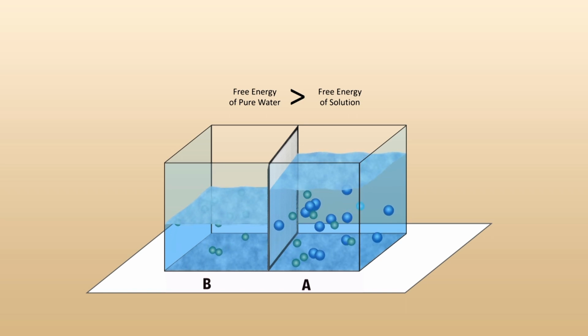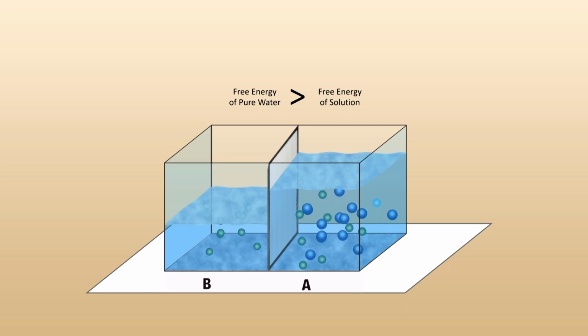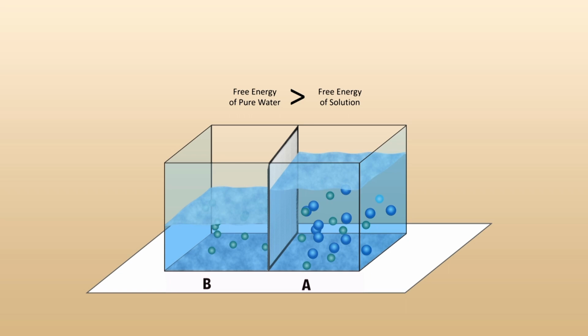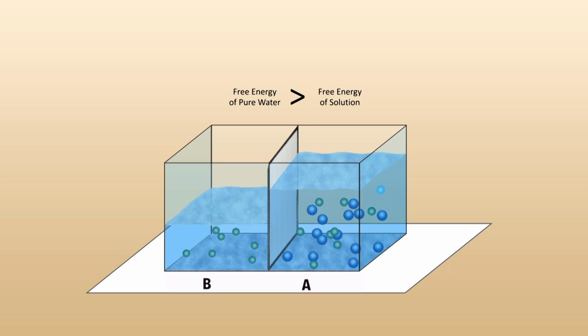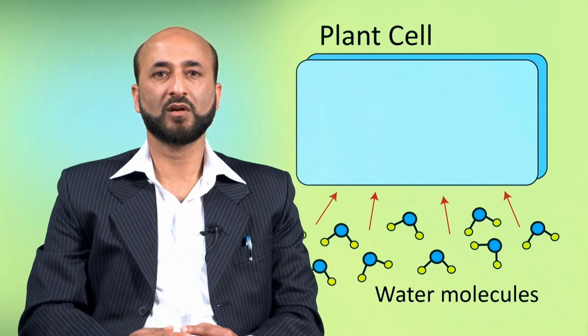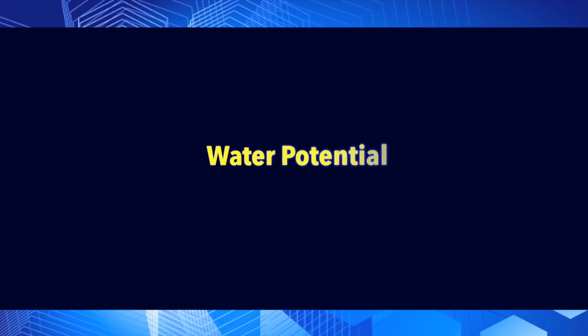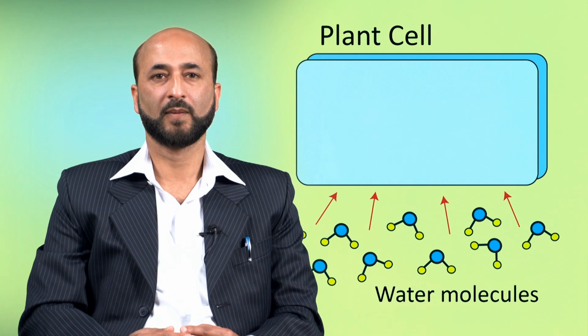The free energy of pure water, that is chamber B, is greater than the free energy of water in the solution, that is chamber A. Therefore, water will move in response to free energy gradient from chamber B to A till equilibrium is reached. It is not the free energy per se, but the free energy of water per unit volume called water potential. That is actually the driving force for osmosis.